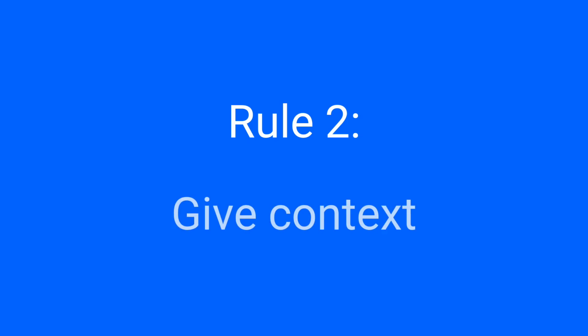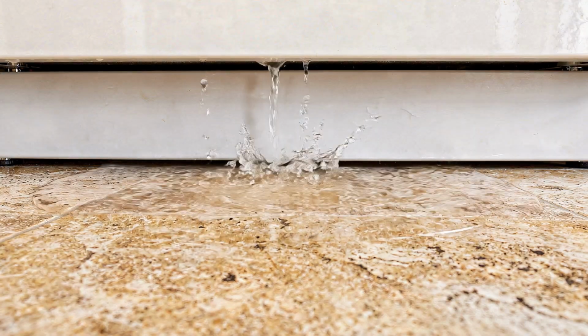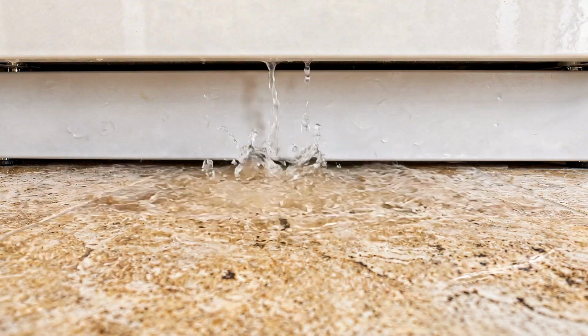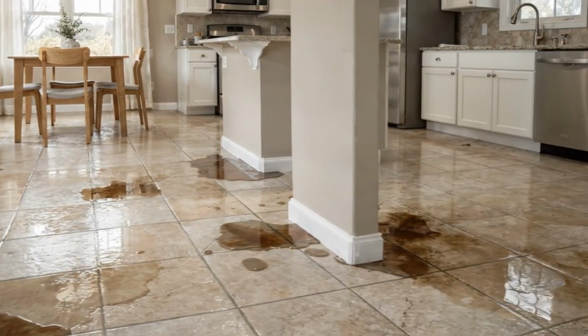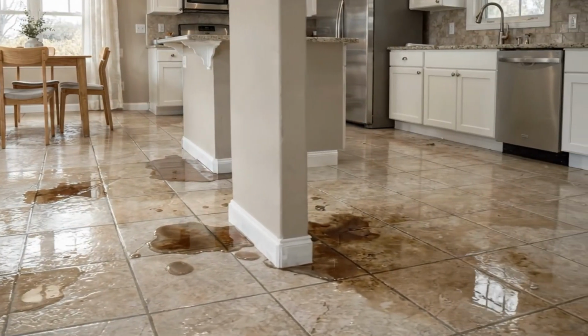A good rule of thumb is, if the instructions would confuse a new hire, they'll probably confuse the AI too. Rule 2. Give context. AI doesn't know your situation unless you tell it. Let's say you're working on a Category 1 water loss that affected the kitchen and dining room. The affected areas have tile flooring with water exposure that's moderate but not severe.